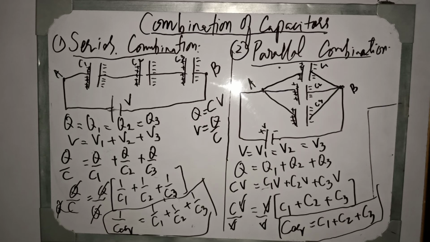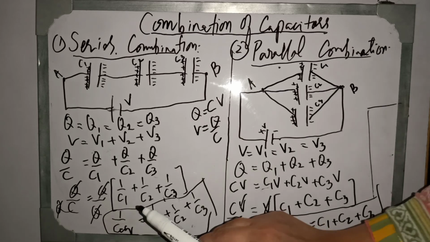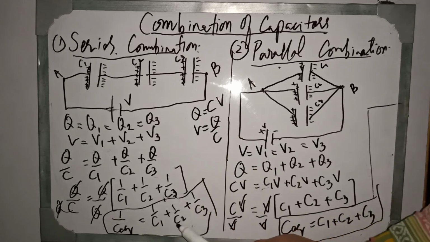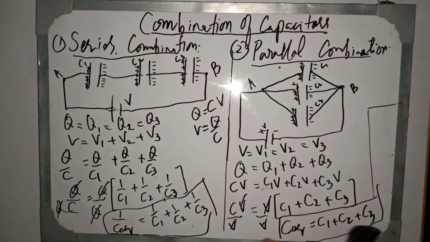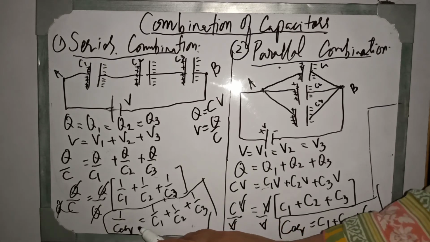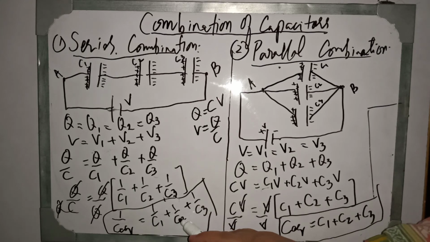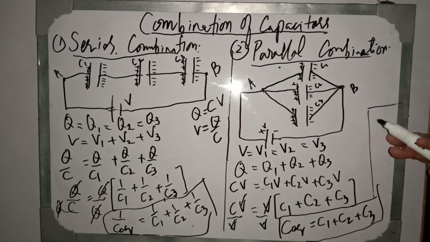We can compare these 2 combinations. In series combination, equivalent capacitance is given by 1 over C1 plus 1 over C2 plus 1 over C3, whereas in parallel combination, equivalent capacitance is equal to C1 plus C2 plus C3. By comparing these two equations, we can say that the equivalent capacitance in series combination is always less than the individual capacitances, whereas in parallel combination the equivalent capacitance is always larger than the individual capacitances.